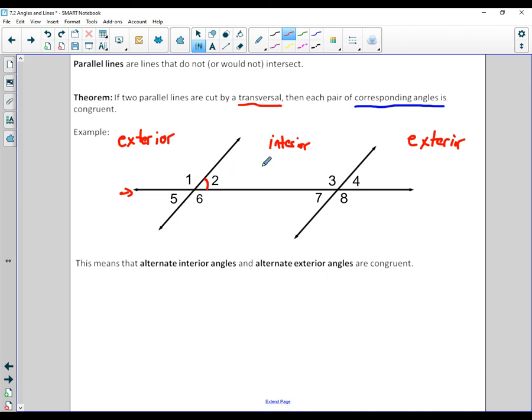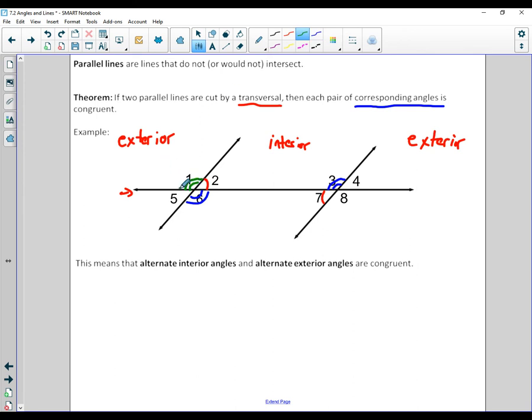So the interior is squished between the two lines. Alternate means the other side. That one's congruent, right? And then the other alternate interior angles would be there and there, right? And that all stems from going around, right? If I use corresponding angles, this angle is the same as this angle, and then vertical angles. And then it works for the exterior ones too, alternate exterior.